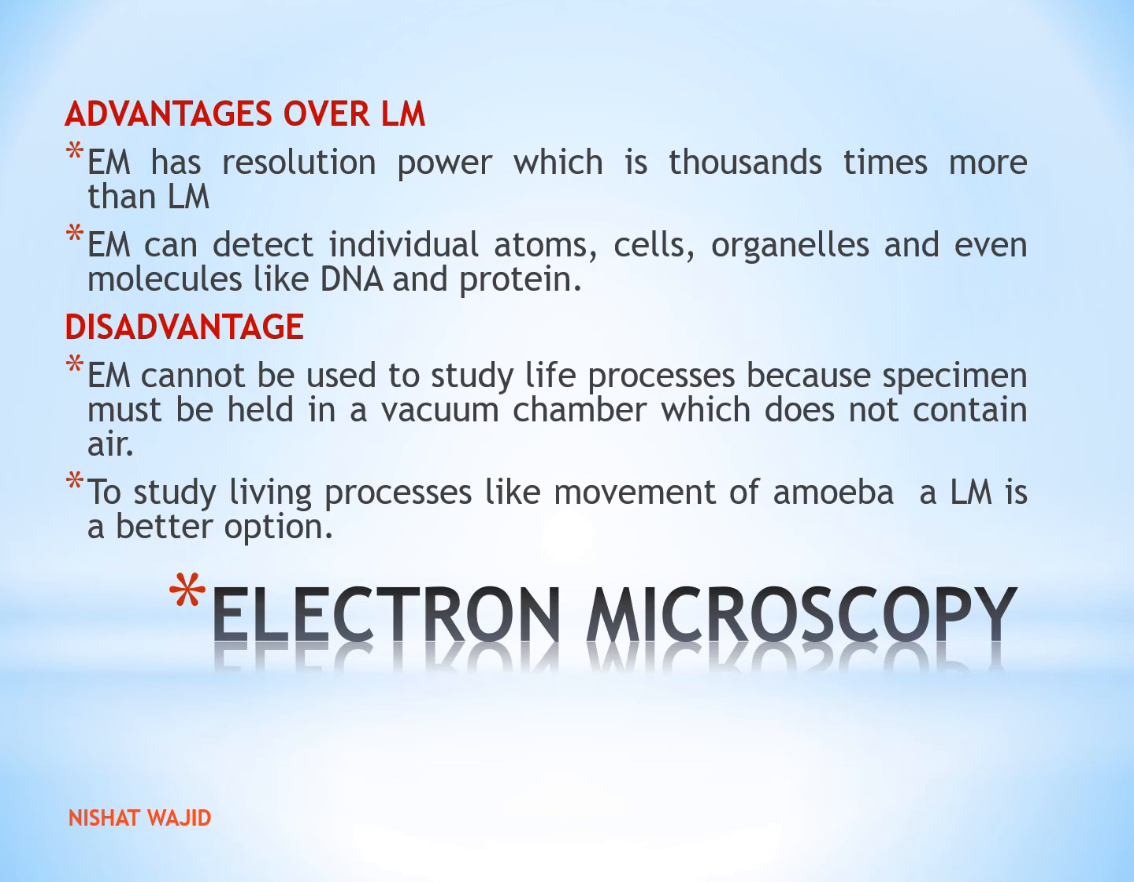Now see disadvantage of electron microscope. Electron microscope cannot be used to study life processes because specimen must be held in a vacuum chamber which does not contain air, so living things cannot survive. To study living processes like movement of amoeba under microscope, a light microscope is a better option.